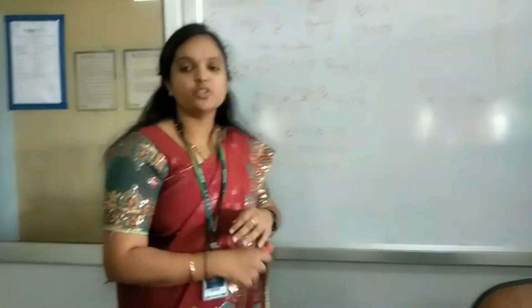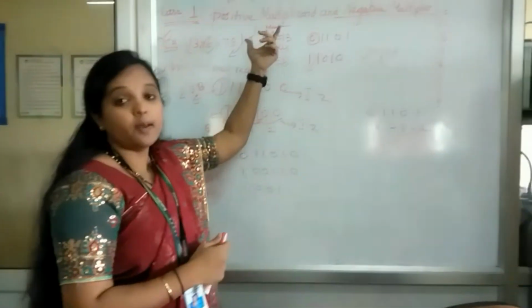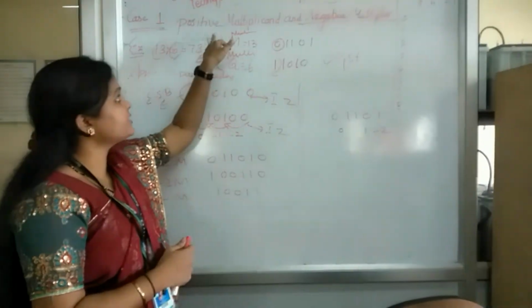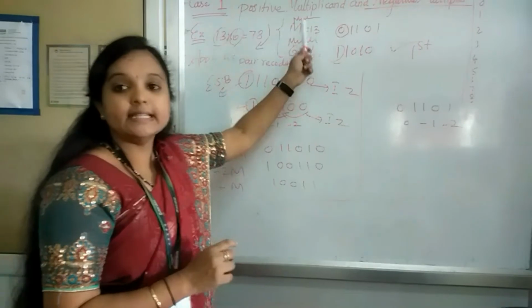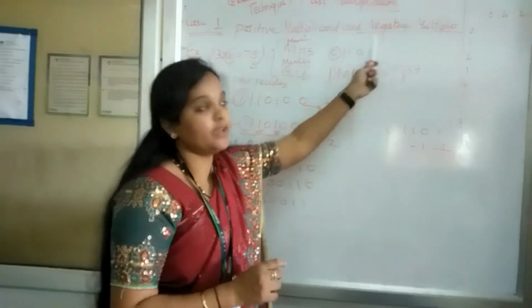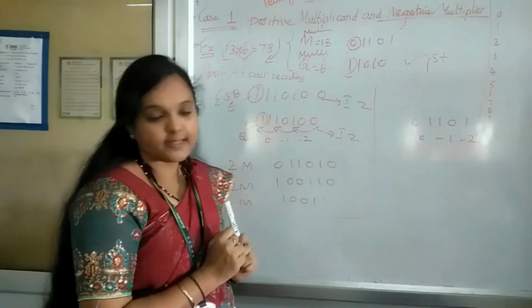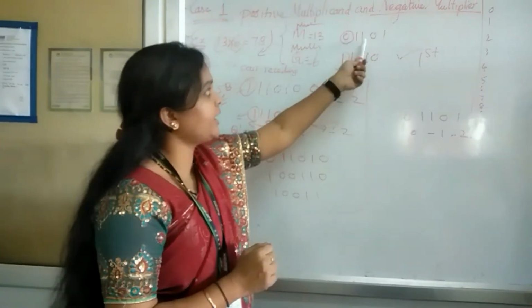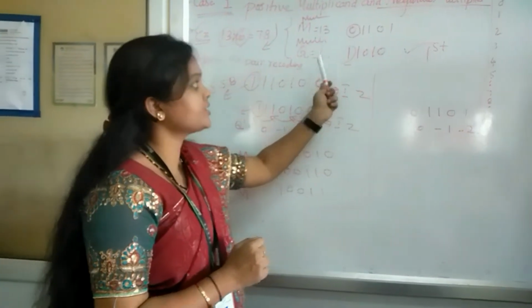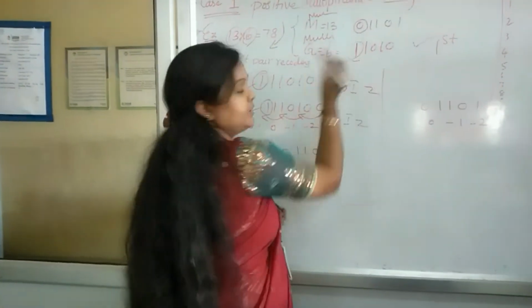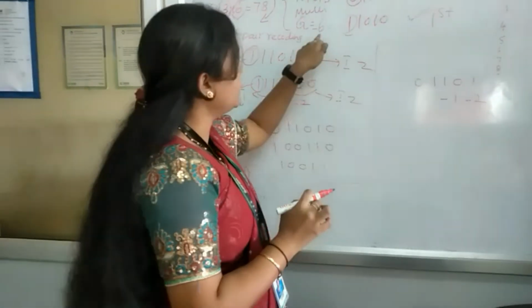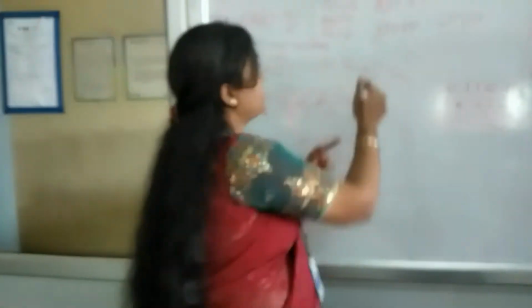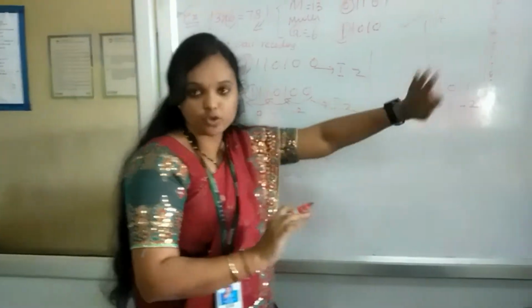Very good morning. Today we are going to see case 2: positive multiplicand and negative multiplier. The positive multiplicand is 13 and the negative multiplier is minus 6. As it is 13, I am taking it like this, and for 6, I am taking 1 here. Here 0 because it is positive. So here minus 6 because I am taking 1 here. So my first rule is completed.